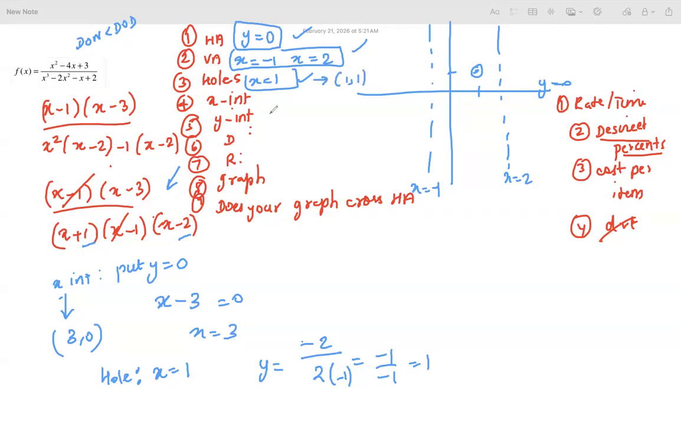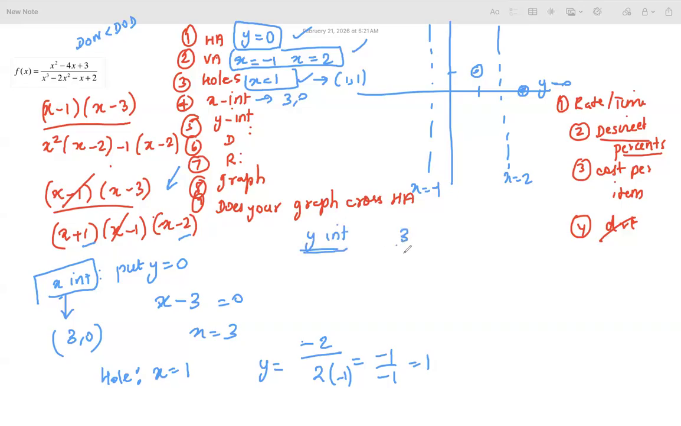Okay. 1 comma 1 is a hole, and x-intercept means put y equal to 0, right? So 3 comma 0. Let me write that down. 1, 2, 3 comma 0. 3 comma 0 is the x-intercept. That's where it crosses the x-axis. For y-intercept, put x equal to 0.